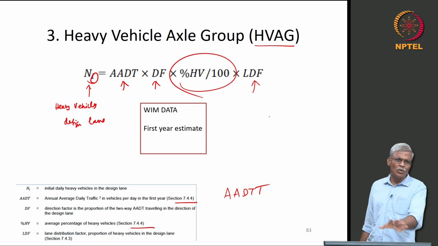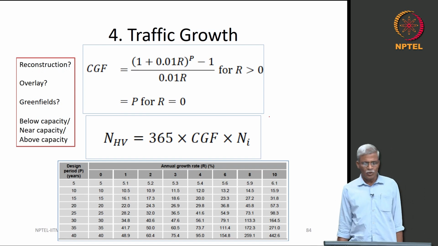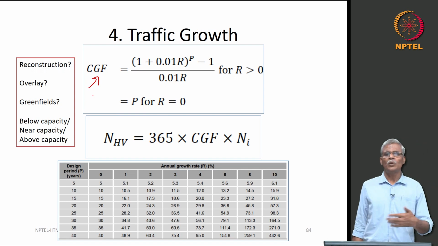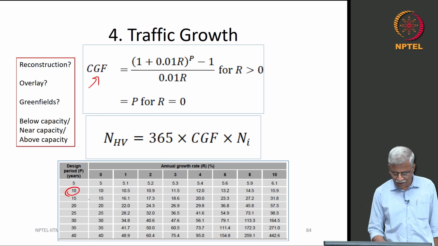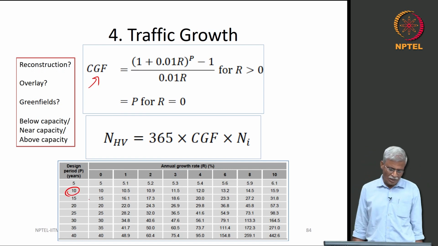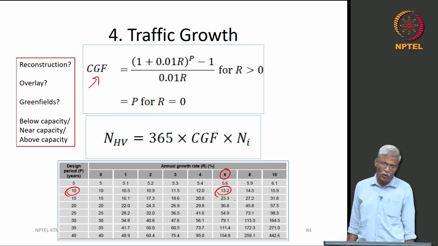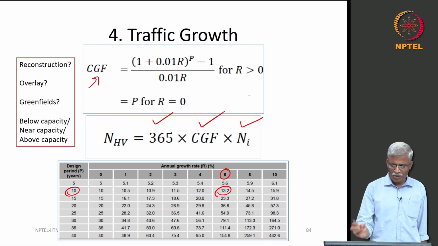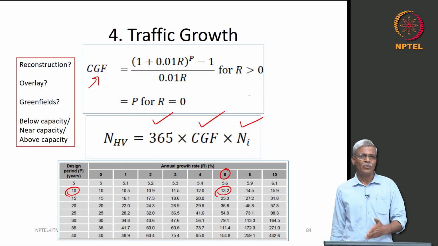So far so good, we have seen these kinds of things. So, it is no problem. What exactly is this? This is your cumulative growth factor, we know what exactly it is. This is the formula that is used. So, let us say if you are looking at a design period of 10 years, and if you are looking at, let us say, 6%, this is the factor that you are going to get. So, 365 times Ni times Cgf. This is what you are going to get as the design heavy vehicle.